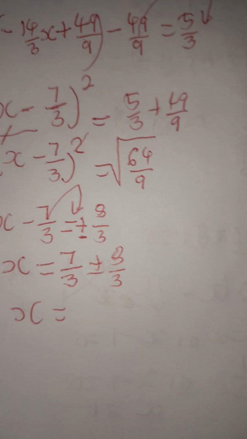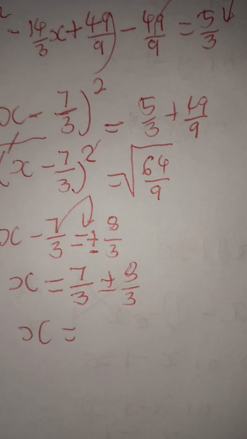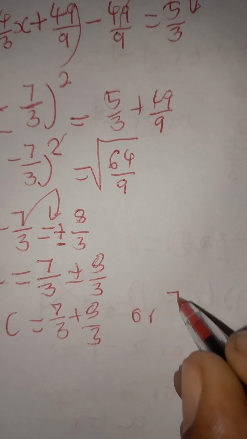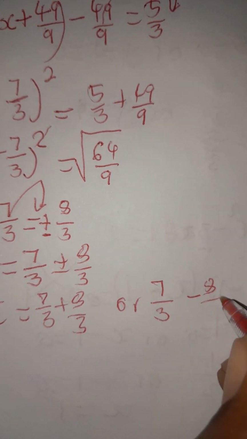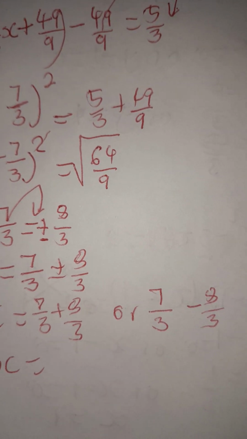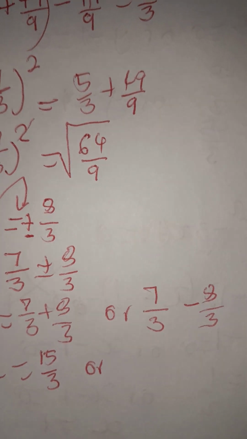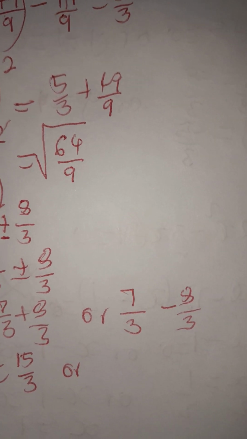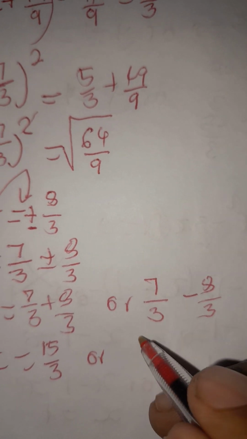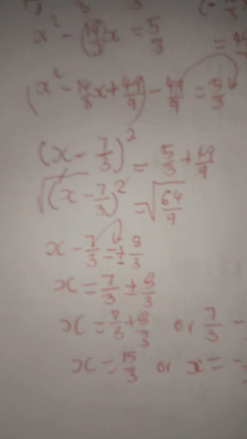Then let's find the solution in this case. So x is 7 all over 3 plus 8 all over 3, or 7 all over 3 subtracted by 8 all over 3. Since the denominators are the same, let's just say 7 plus 8, that will be 15. So we are going to have 15 all over 3, or we could say 7 all over 3 subtracted by 8 all over 3. That will be minus 1 over 3. So that's how you can work out such a question.